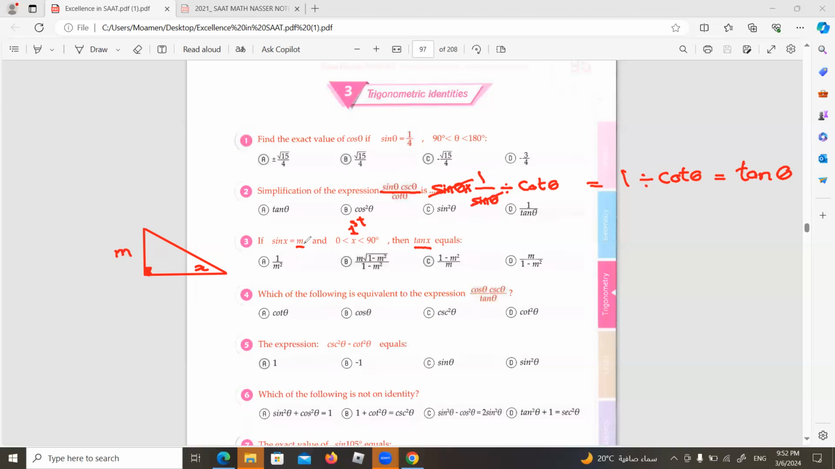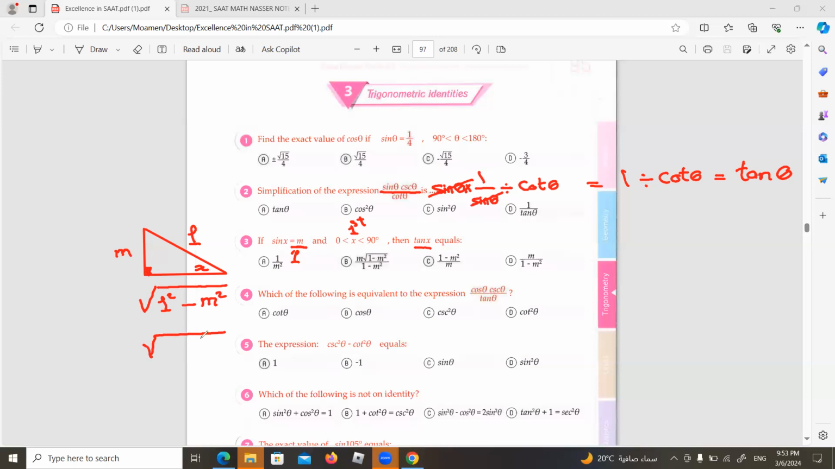The hypotenuse equals what? He said only m. Any number stands over 1, don't forget this. It means m over 1, so our hypotenuse is 1. I need to get the adjacent by the same way. By Pythagoras, it's the square root of the hypotenuse squared, 1 squared, minus the other side squared, m squared. So the hypotenuse squared minus m squared.